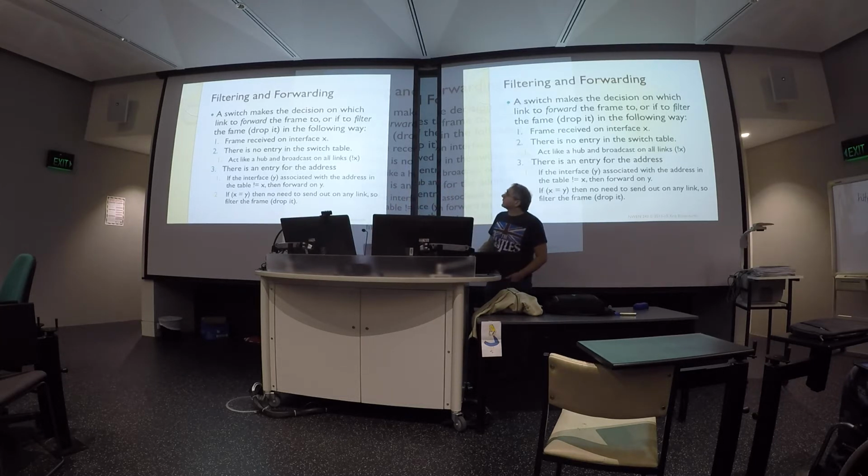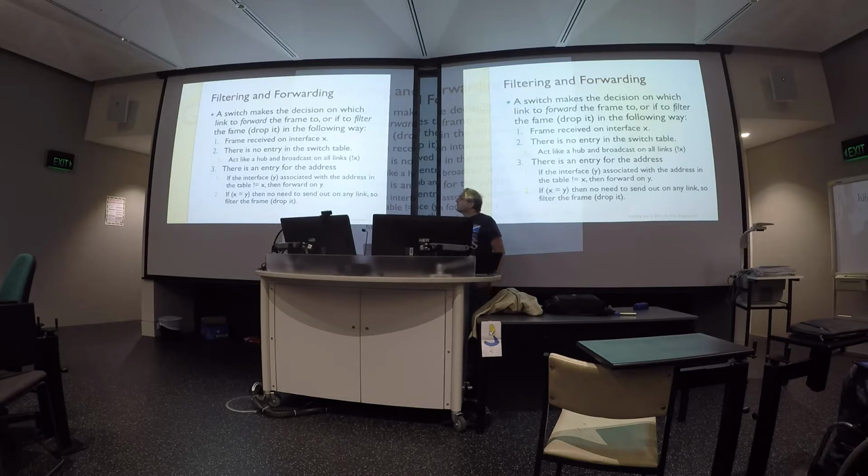All right. So now, how do we go about actually using that information? How do we go about learning it as well? The switch has to make a decision on which link to forward that frame to, or whether to just throw it away. It may just discard the packet. Imagine you're a switch, and you receive a piece of data on interface X. If you don't have anything in your switch table, so you don't know it, you can just act like a hub and broadcast it on all links. In fact, you do need to do that when you are first bootstrapping, because you don't know anything about the network. So if your table's empty, just broadcast it. Be stupid like a hub.